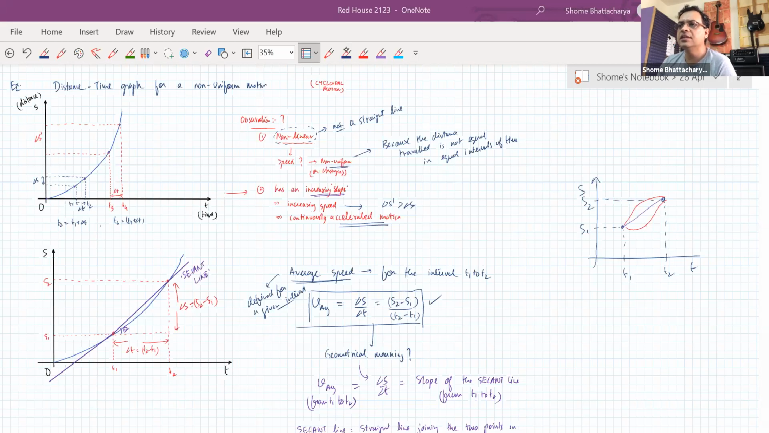So in this example, now you can see that the average speed from T1 to T2 is not equal to the average speed from T3 to T4, even though the time interval is the same: delta T is the same between T1 and T2 and between T3 and T4. So average speed in equal intervals of time is not remaining constant because it has an increasing slope.